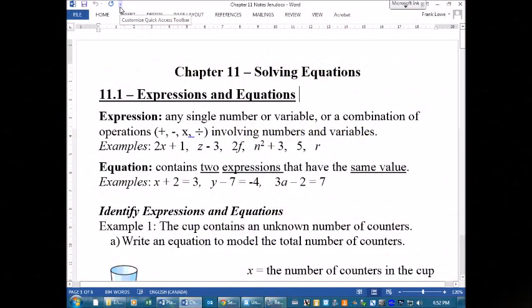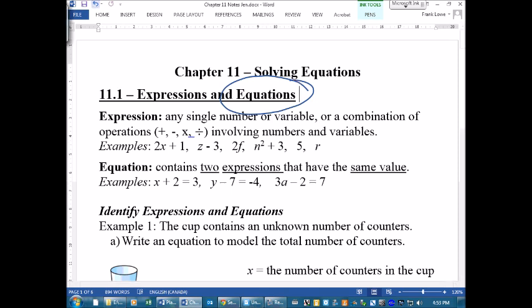Chapter 11, grade 7 math. This chapter is on solving equations. Chapter 10 was on patterns and expressions, and this builds on that chapter. This chapter 11 builds on chapter 10 really, really well. So now instead of just dealing with expressions, we're also dealing with equations. If everything was good in chapter 10, I think this one will go very, very smoothly.